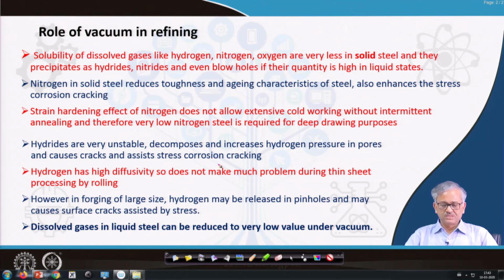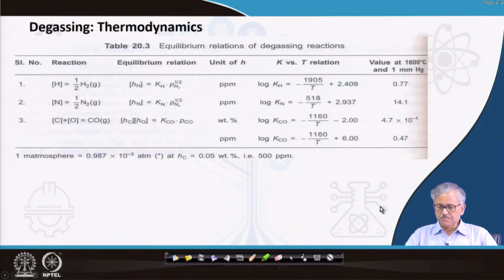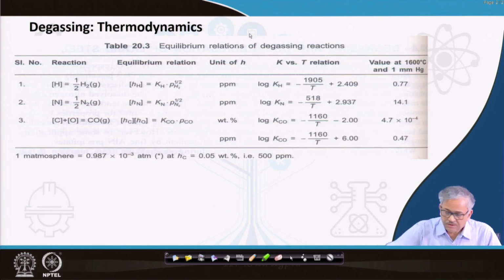Now let us see the thermodynamics of degassing. I have written some relevant reactions: dissolved hydrogen forming hydrogen gas, dissolved nitrogen forming nitrogen gas, and carbon and oxygen combining to form CO gas. These are the equilibrium relationships. From the equilibrium relationship, you can simply write the activity of hydrogen in the hot metal as equal to Kh times the square root of the hydrogen partial pressure. This is also called Sievert's law, and Kh is called the Sievert's law constant, which is inversely proportional to the equilibrium constant.